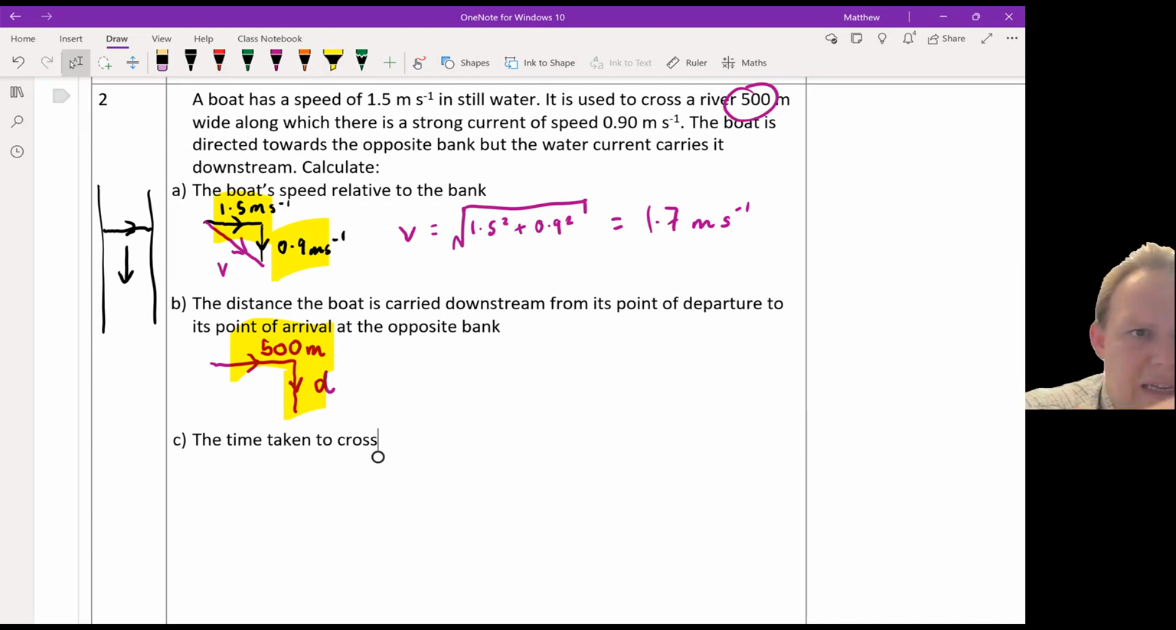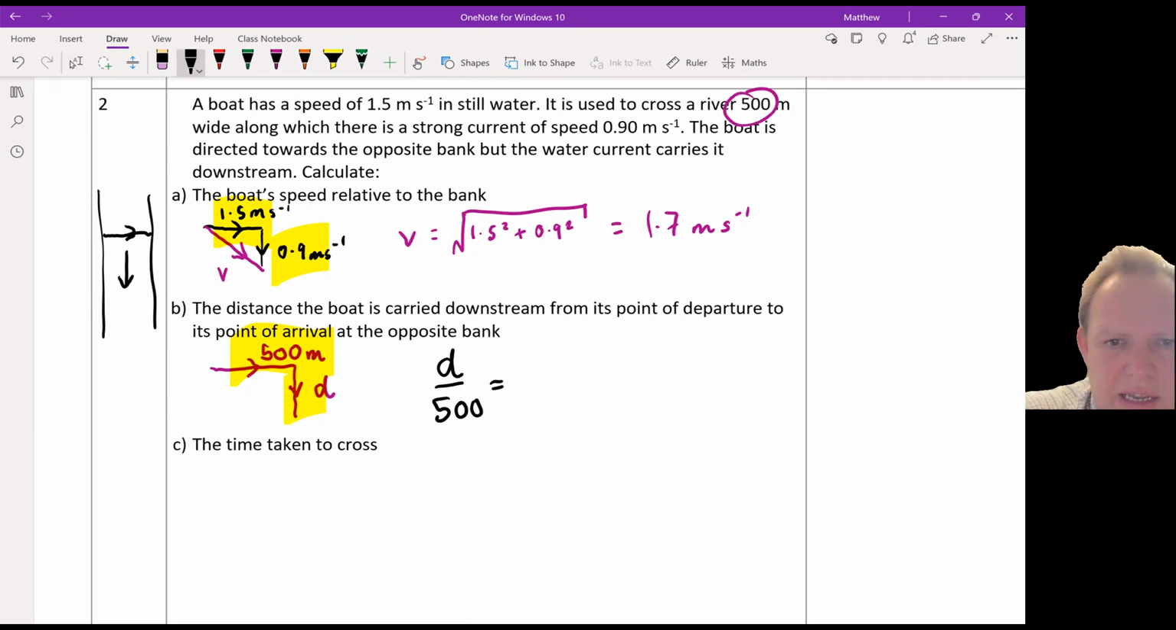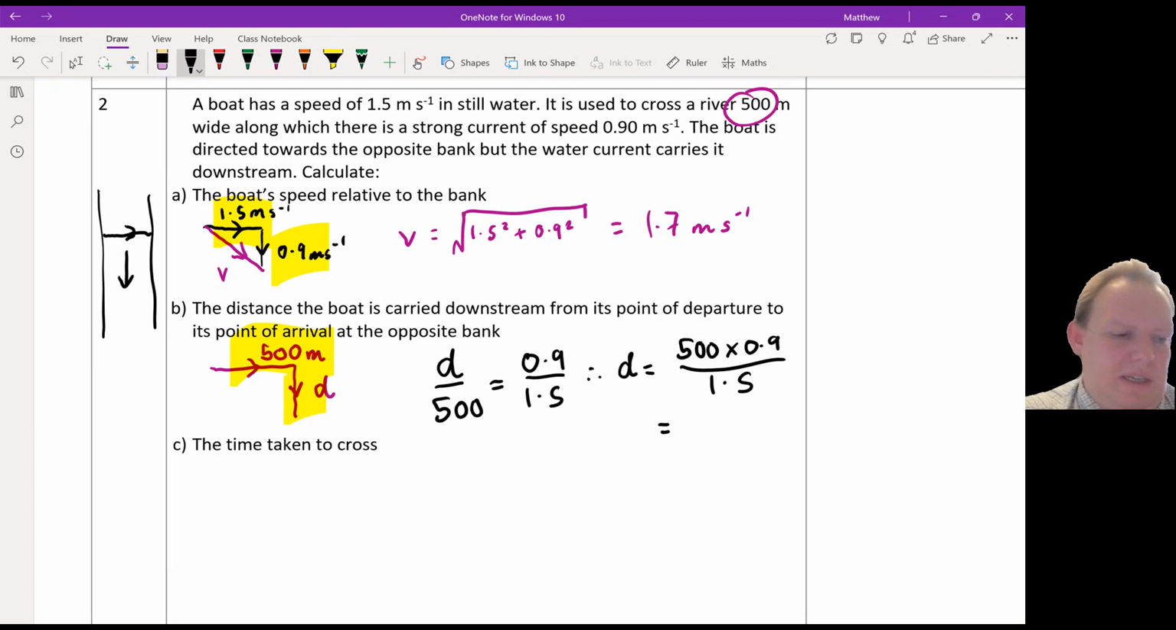So I'm going to say that d over 500 must have the same size as 0.9 over 1.5, which then just means I can calculate d as 500 times 0.9 over 1.5, giving me my distance down the bank of 900 meters.